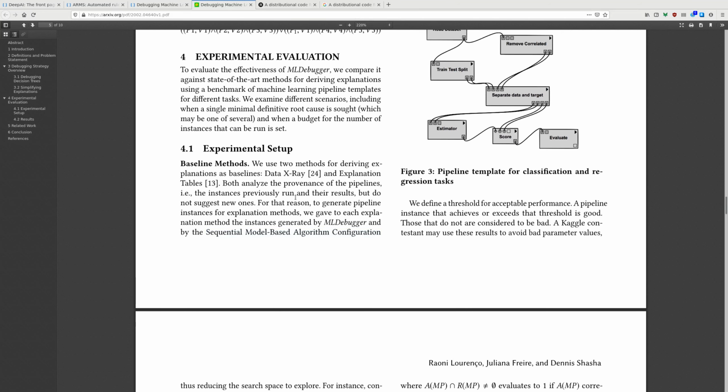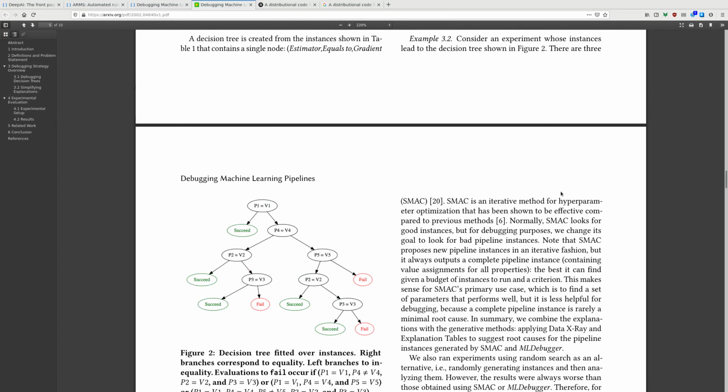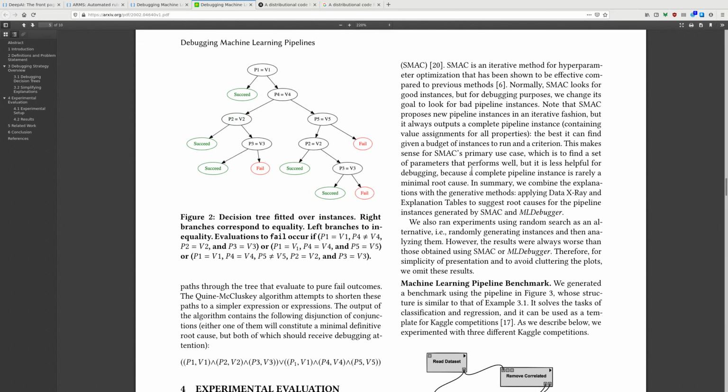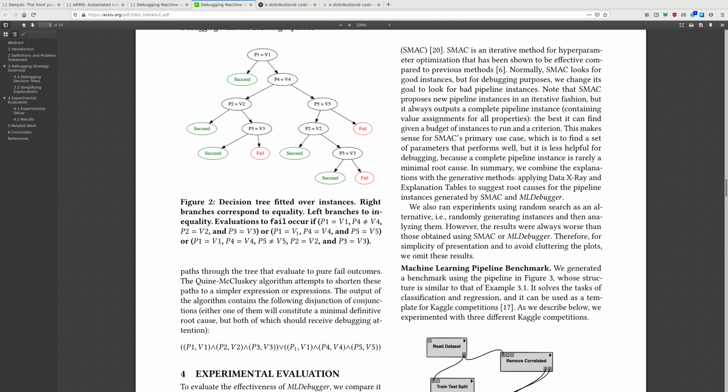So here they use, to generate pipeline instances for explanation methods, we gave each explanation method instances generated by ML debugger and by sequential model-based algorithm configuration, which is an iterative method for hyperparameter optimization that has been shown to be effective compared to previous methods. Okay, this makes sense. It finds a parameter setting which defines a set of parameters that perform well, but is not helpful for debugging because a concrete pipeline is not really a minimal root cause.